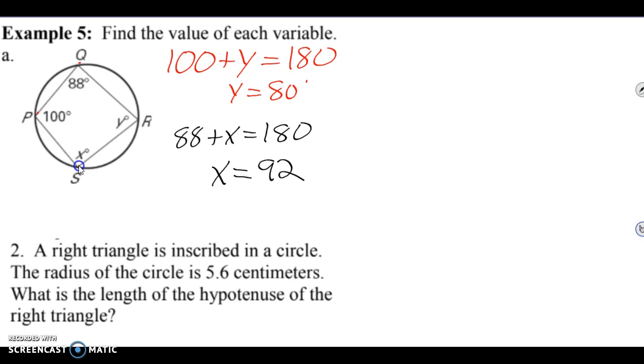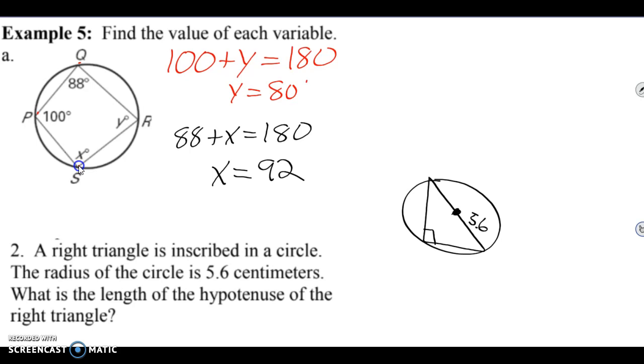In example 2, a right triangle is inscribed in a circle. It's always helpful to have a picture. There's your right triangle. All three vertices are on the circle. The radius of the circle is 5.6. Again, if it's a right triangle inscribed, the hypotenuse is the diameter. Kind of a junky drawing, but that means the center of the circle is at the midpoint of that hypotenuse. So the question is, what's the length of the hypotenuse?